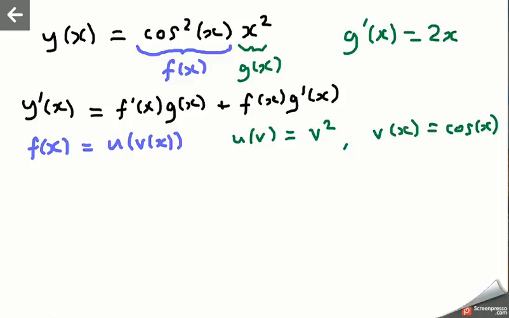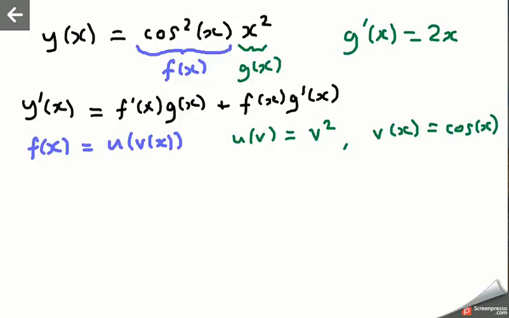And therefore, f of x, which is equal to cosine of x squared, is equal to u of v of x, because what u does to v is it squares it, and v itself is equal to cosine of x. So u of v of x is equal to cosine of x squared, because when you put cosine of x into the function u, it squares it.